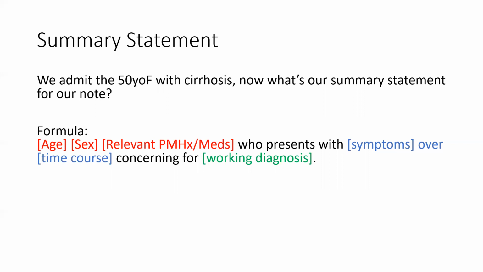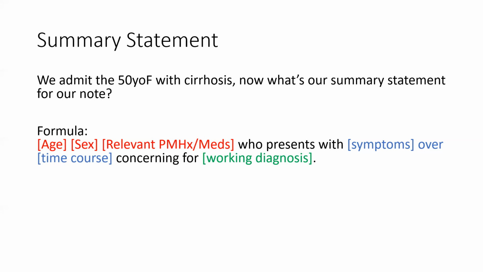So she's on just normal furosemide, spironolactone, beta blocker, lactulose. 50-year-old female, relevant past medical history of cirrhosis, taking the meds that were just mentioned, who presents with fatigue and dark brown stool over the past 3 days, concerning for possible GI bleed with a differential including upper GI bleed versus an alternative source.